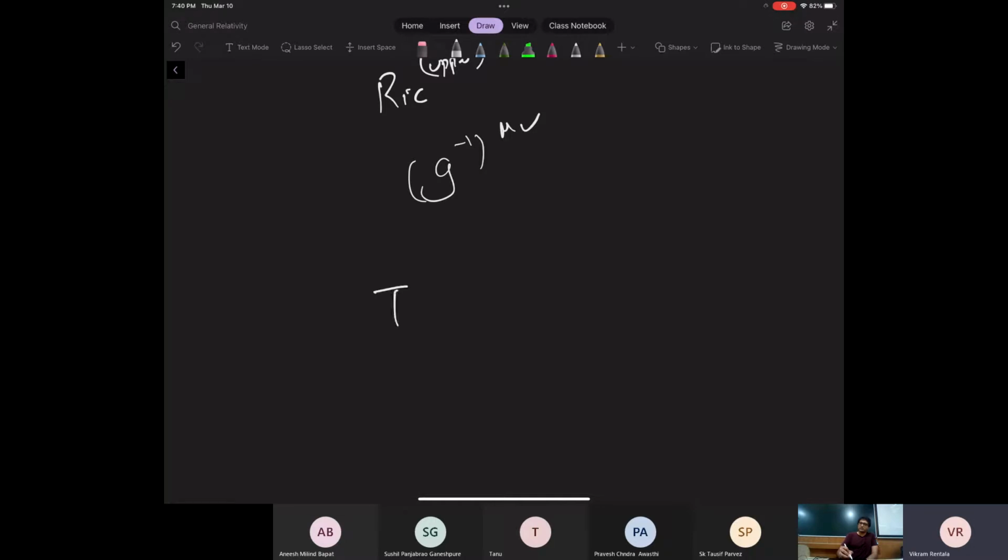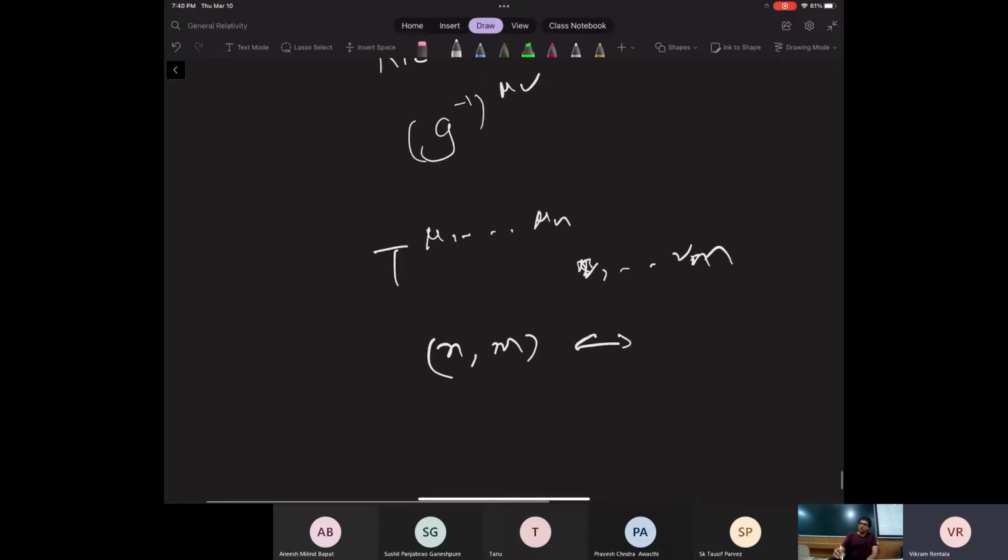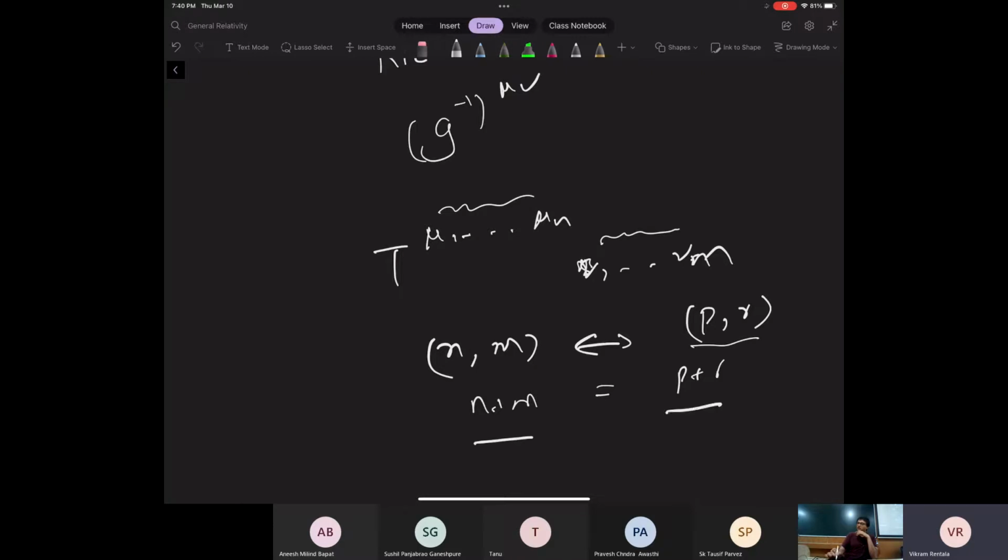The abuse of notation is this: we use the same symbol T for a tensor of type nm. We can change it to a tensor of arbitrary type PR, where P plus R is equal to n plus m, by raising and lowering an arbitrary number of indices. I can always raise any number of these dual vector indices, or lower any number of these vector indices, and that would give me another tensor of some different type, where the total number of vector plus dual vector indices is fixed.